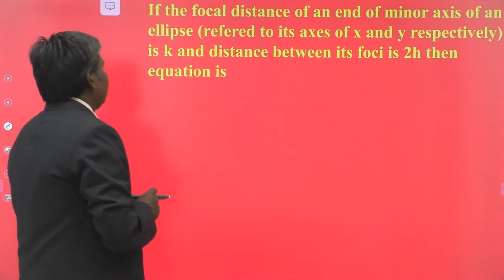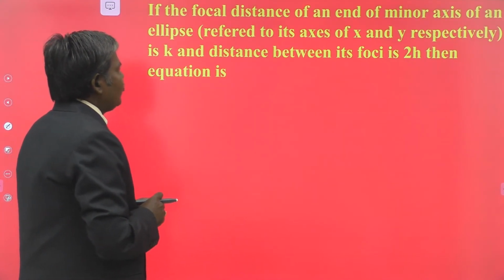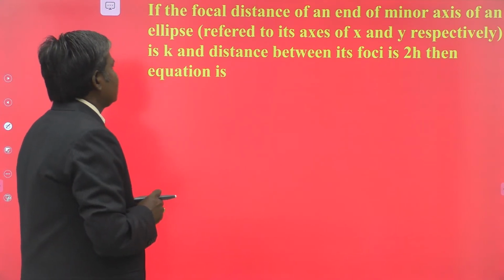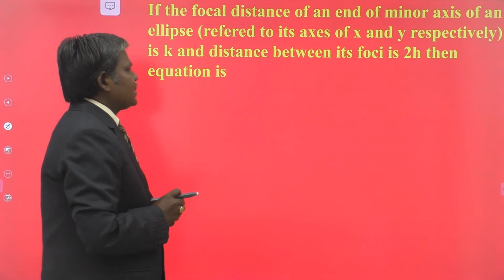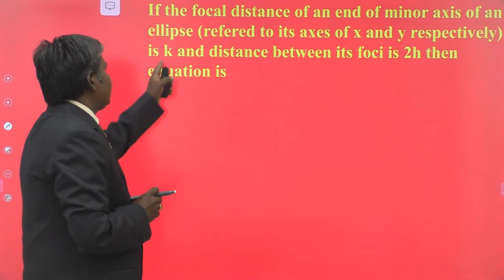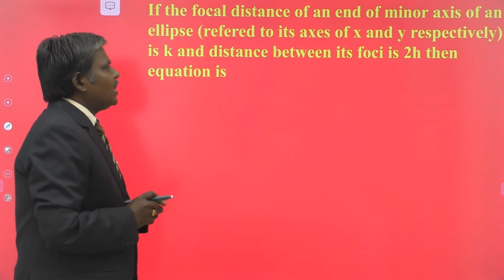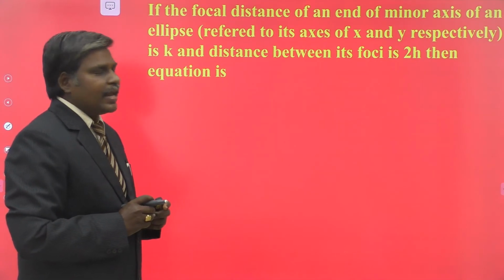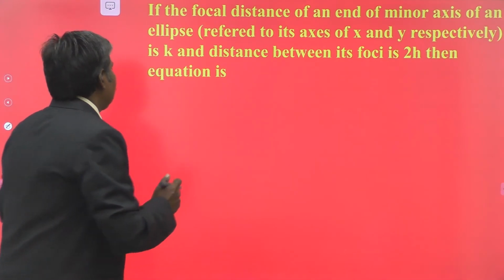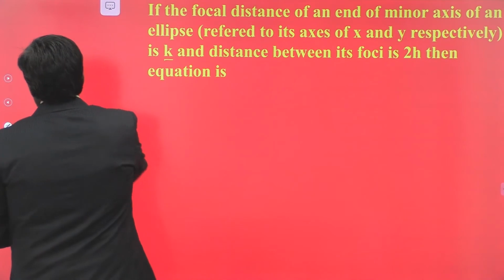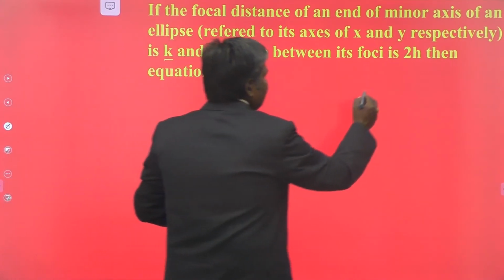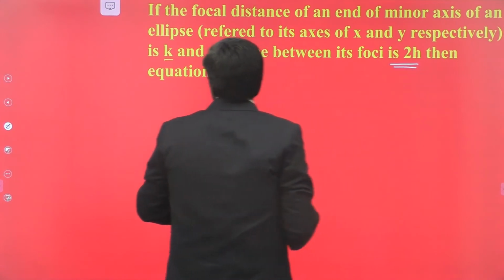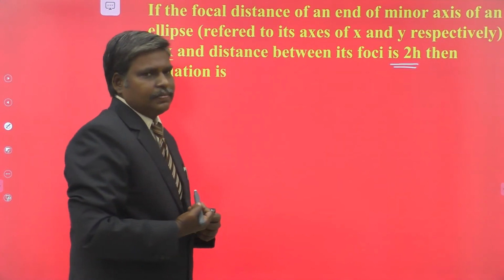This is the question. If the focal distance of an end of the minor axis of an ellipse, referred to its axes as x and y axis respectively, is k. The focal distance of the end of the minor axis is given to you, that is k units. And the distance between the two foci is 2h units. Then what is its equation?